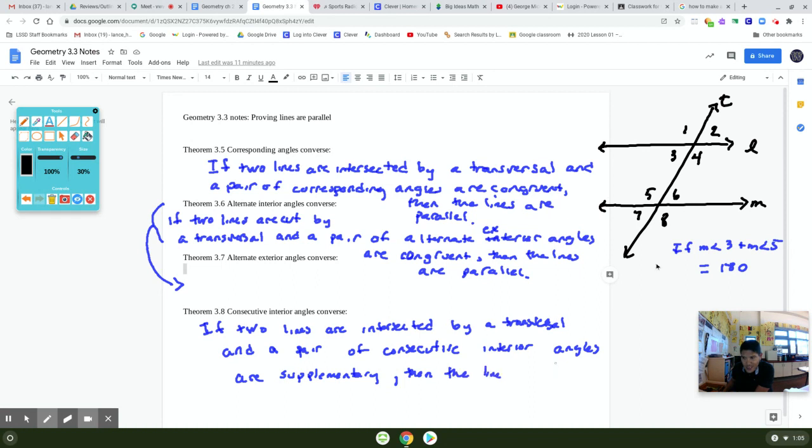Let me show you an example in my diagram how you could determine that the lines are parallel. And I kind of already did. I just didn't show or put the tick marks in the diagram to show that the lines are parallel. So if you know this, the measure of angle 3 plus the measure of angle 5, since those are consecutive interior angles, they're supplementary, then you know that the lines are parallel. I can make my little arrows on the lines, or I could also say this as well. Then line L is parallel to line M. That's the other way that I could write it.